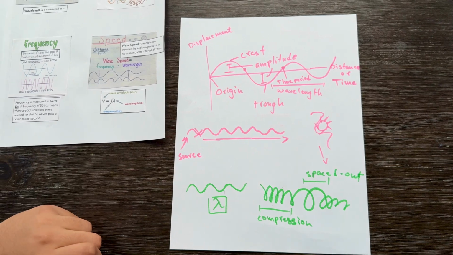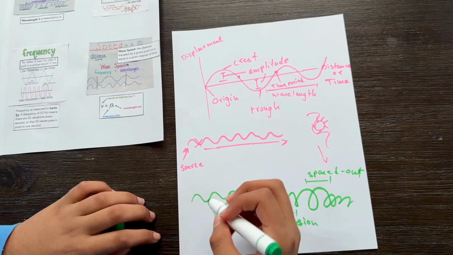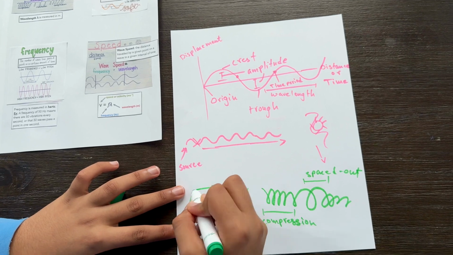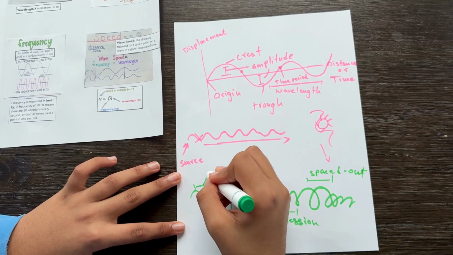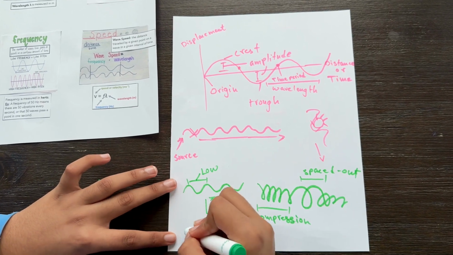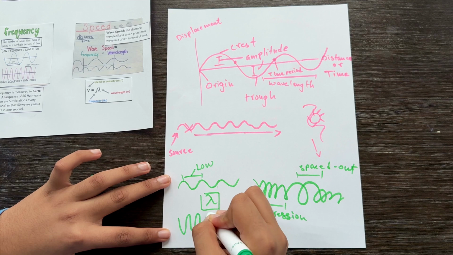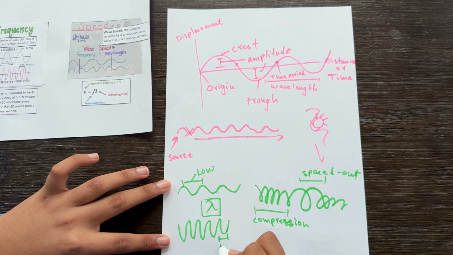And the thing about frequency is that if we look at the wavelength, if the wavelength is very long, we can tell it has a low pitch because it is much more stable. However, if the frequency is high, like it has a shorter wavelength, then it has a high pitch.